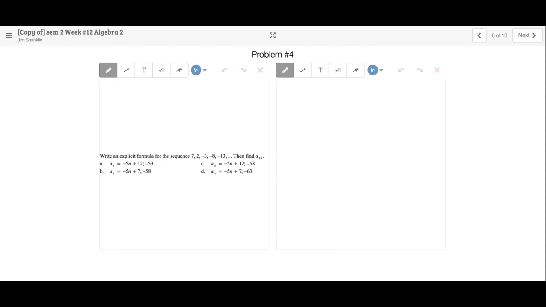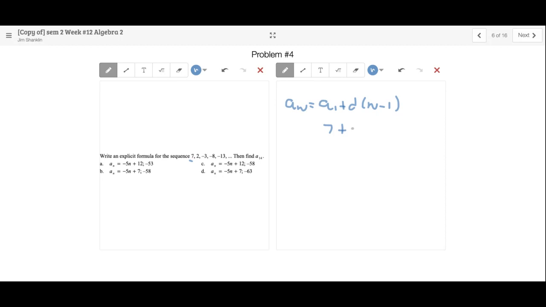Okay. So in this problem, it says, write an explicit formula for this sequence. Explicit means it's going to be a sub n is equal to a sub 1 plus d times n minus 1. I need to know what the first term is. That's easy. It's 7, right sitting there. Plus the d value. What is the d value in this problem? Does anybody know? What is the distance between each one? Negative 5. That is absolutely correct. Make sure you don't use positive 5 because it is not. It is definitely negative 5.